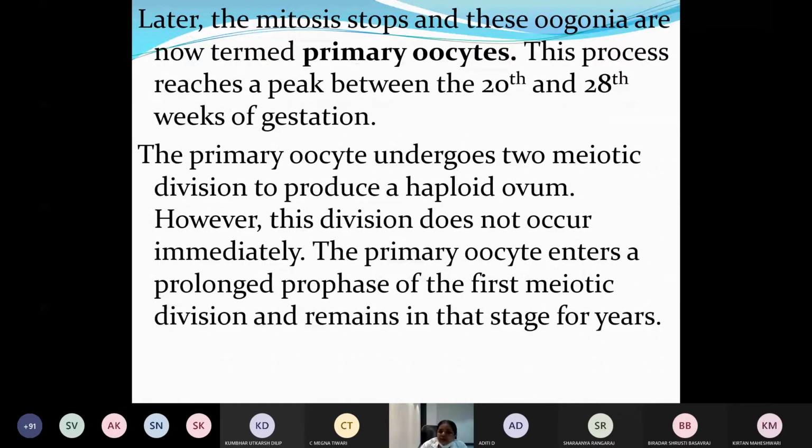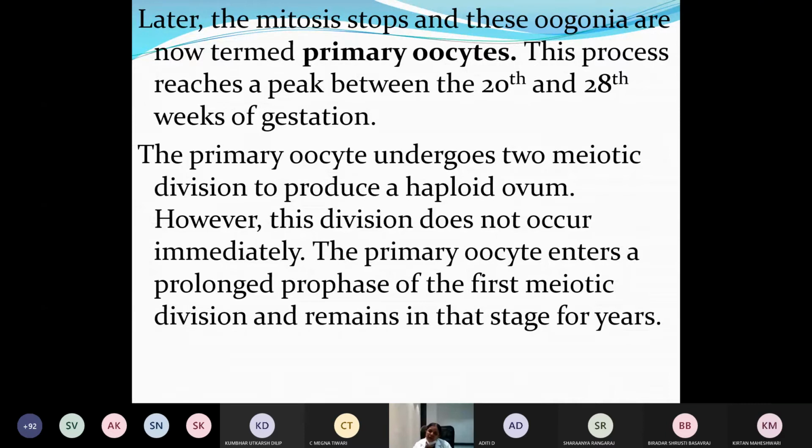Later the mitosis stops and these oogonia are now termed as primary oocytes. This process reaches a peak between the 20th and 28th weeks of gestation.